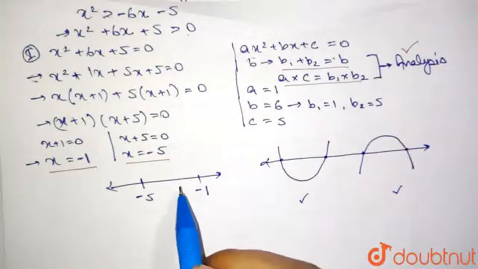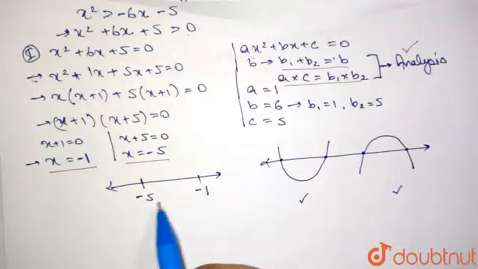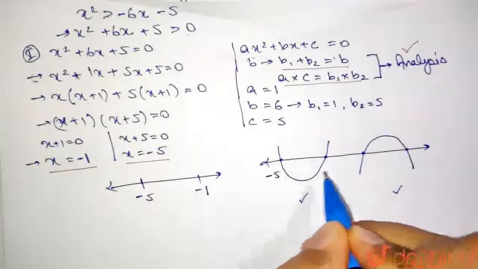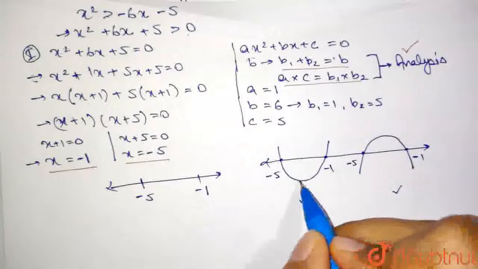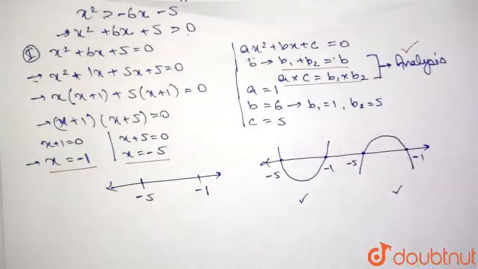So let us check for any point other than these two. I know that these 2 points are 0, so either this is minus 5 and this is minus 1, or this is minus 5 or this is minus 1. But we need to check at any other point, right? So let us check for a point, say 0. So let us check at 0 and see what kind of value it returns.